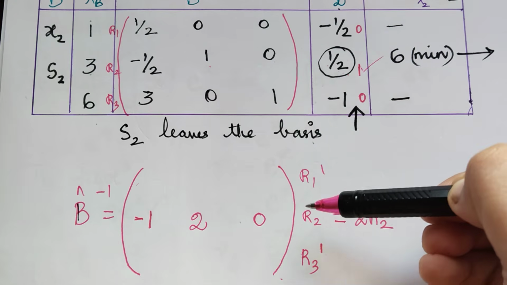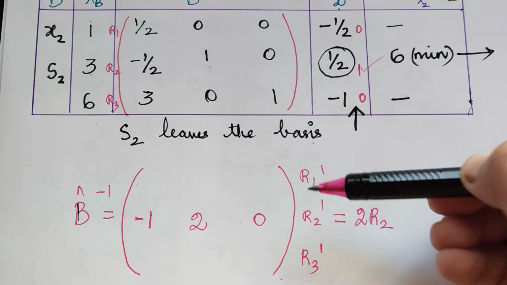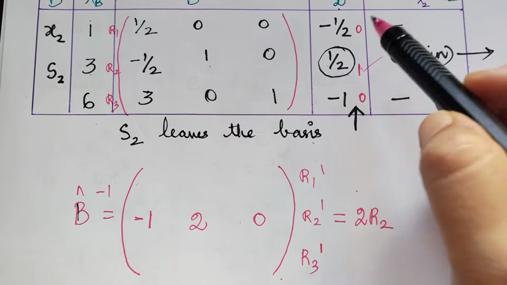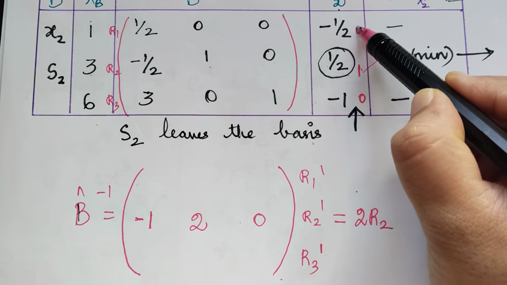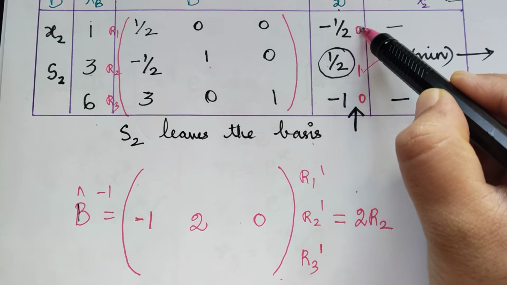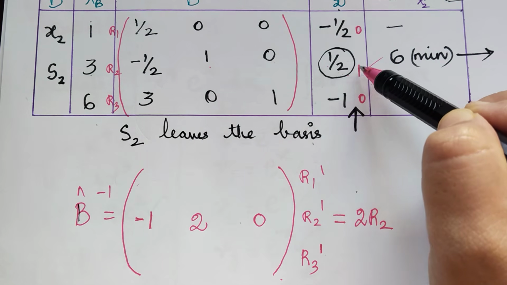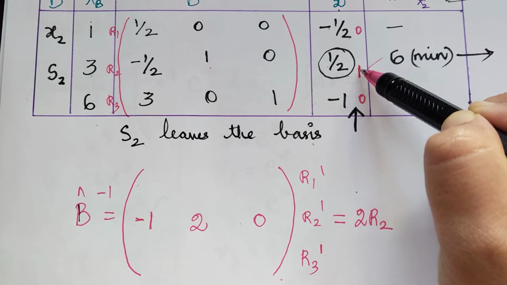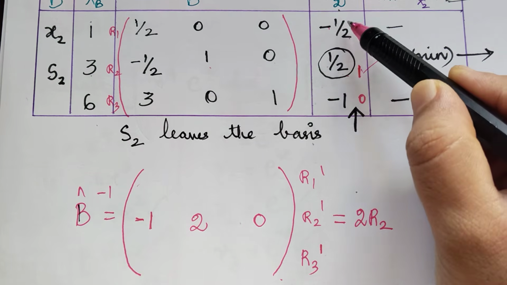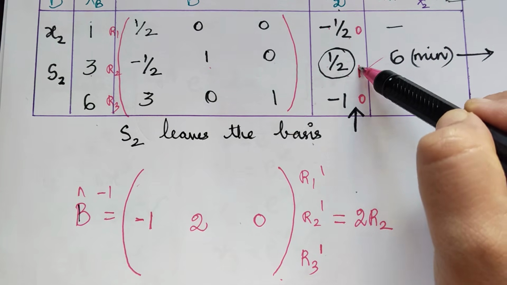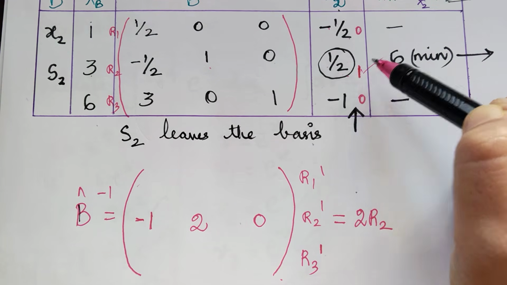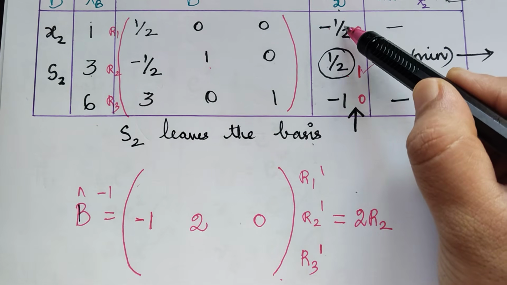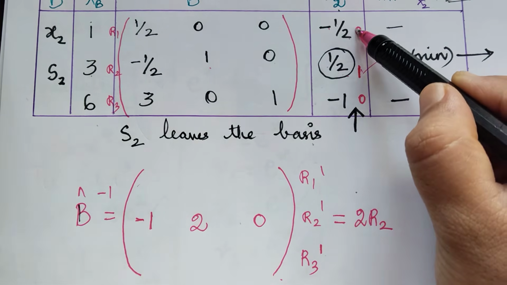Now using this new r2 dash, we have to find r1 dash and r3 dash. So now we have to find r1 dash. So for r1 dash, we have to make this element as 0. So if we want to make this element as 0, what operation can we perform with this 1? So here we have minus 1 by 2. If we add plus 1 by 2, it will become 0. So here we have 1. That is the transformed value. So if we multiply this by 1 by 2 and add with this, it will be minus 1 by 2 plus 1 by 2, and so we will get 0.